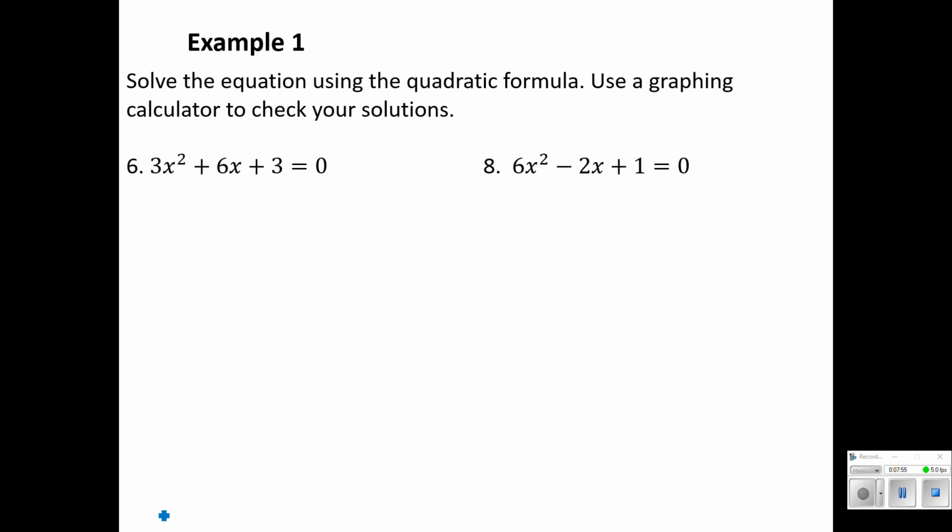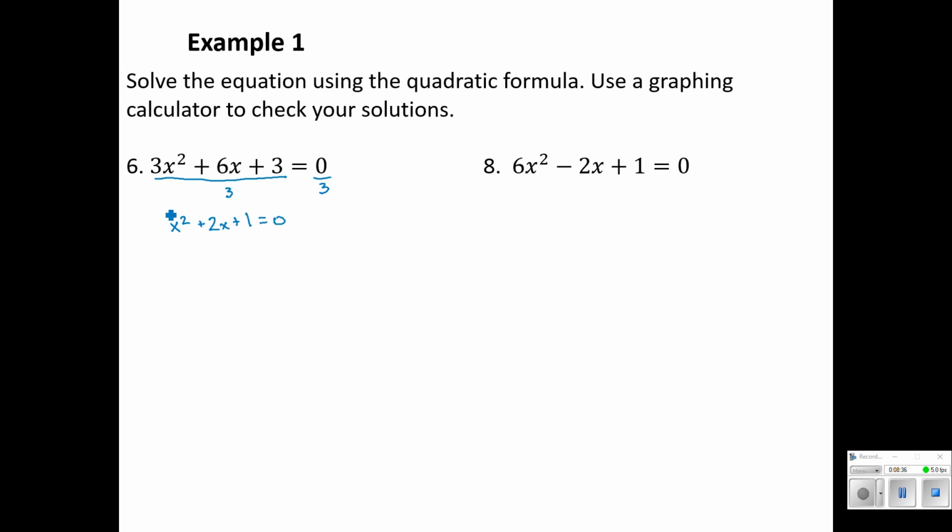All right, example 1. Solve the equation using the quadratic formula. Use a graphing calculator to check your solutions. All right, so number 6. 3x squared plus 6x plus 3 equals 0. Well, we may notice, this is another good thing to look for right away, if all of your a, b, and c values, those constants, can be divided by the same thing, we should divide both sides by that number. It's an equation, so as long as we treat both sides the same, we're good. So this becomes x squared plus 2x plus 1 equals 0.